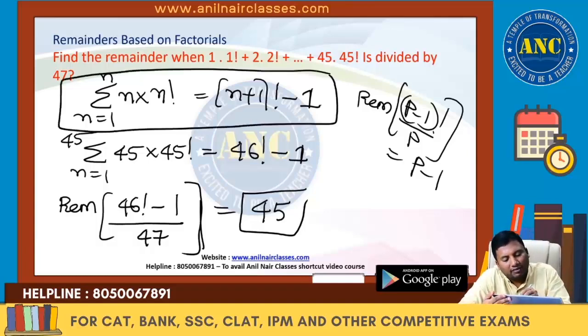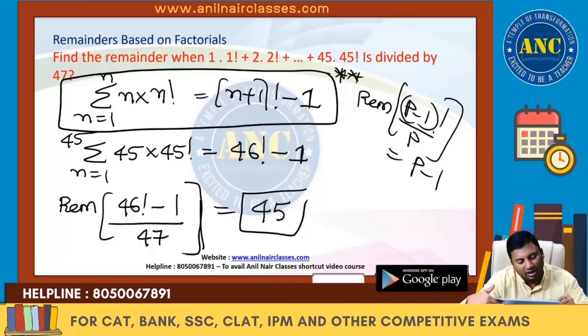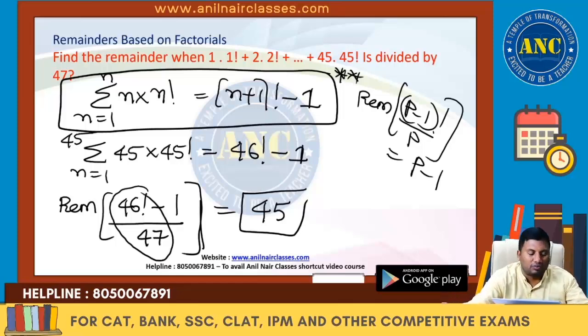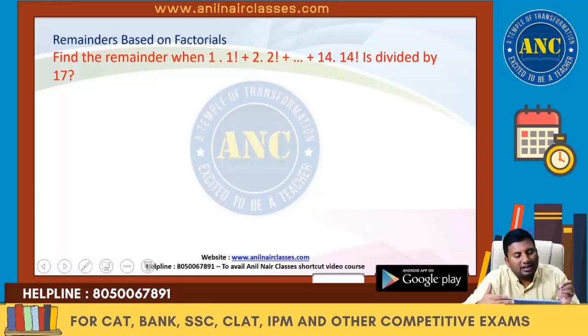N into n factorial summed is nothing but n plus 1 factorial minus 1. 45 into 45 factorial summed is 46 factorial minus 1. 46 factorial minus 1 when divided by 47: p minus 1 factorial divided by p is p minus 1. So 47 minus 1 is 46. 46 minus 1 is 45. Idea clear, right? Same, another model.